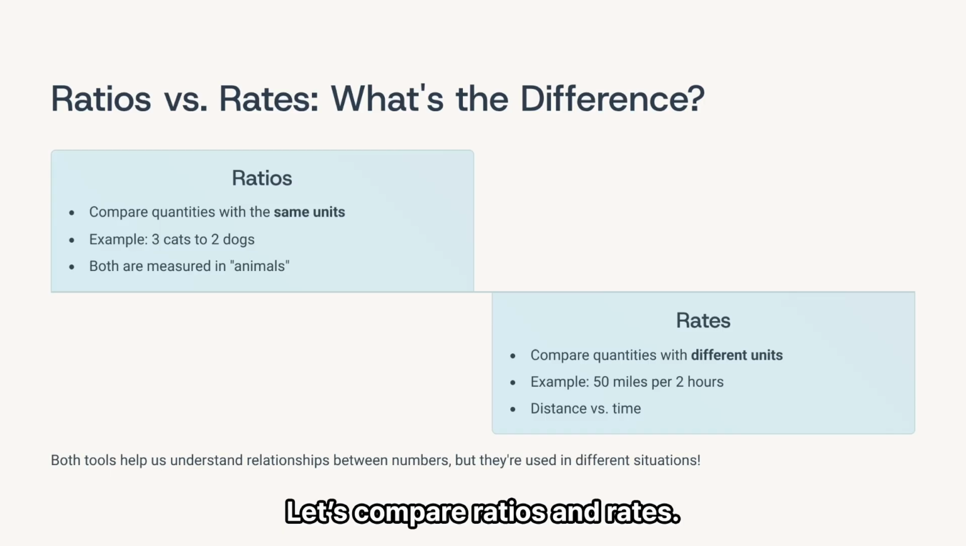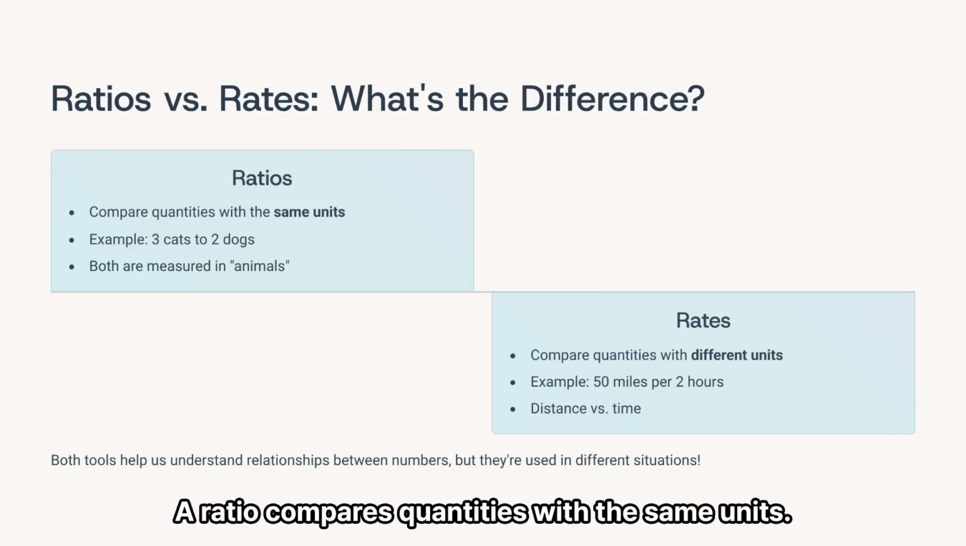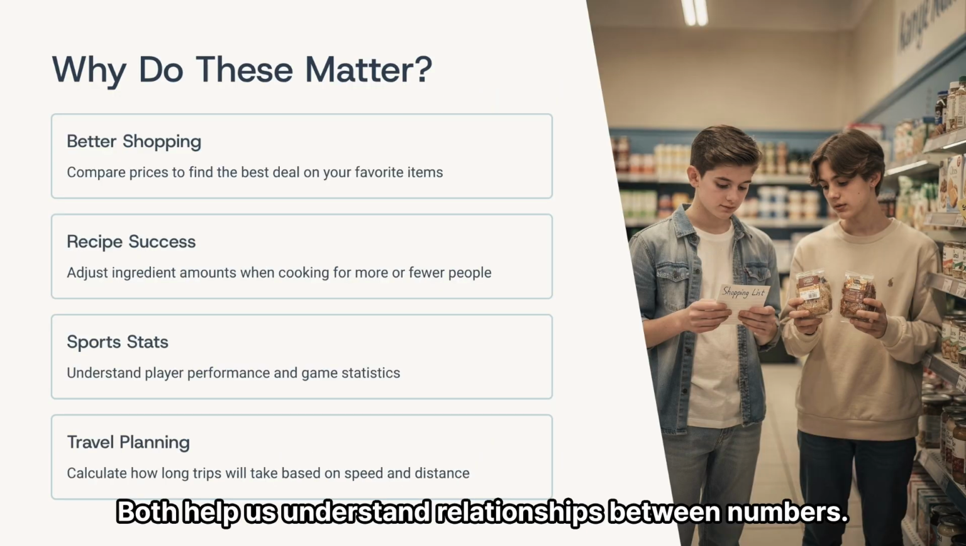Let's compare ratios and rates. A ratio compares quantities with the same units. A rate compares quantities with different units. Both help us understand relationships between numbers.